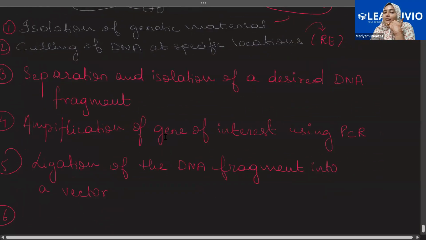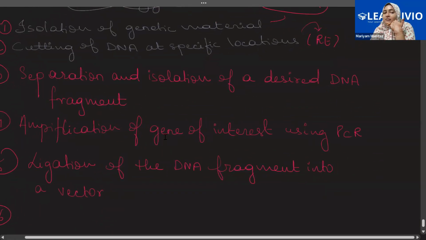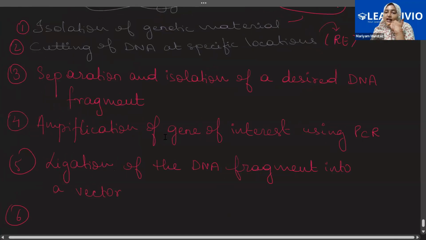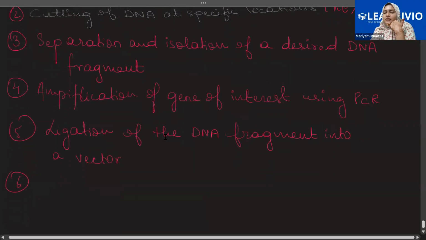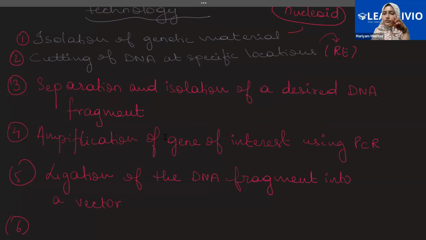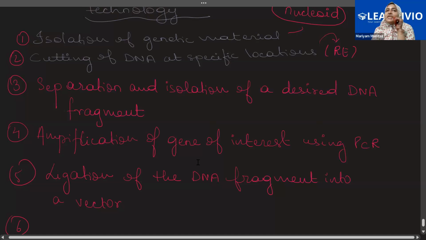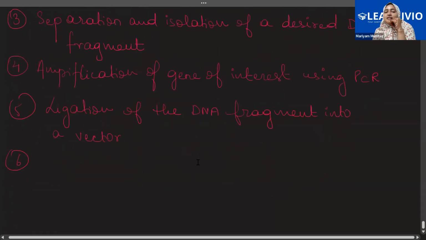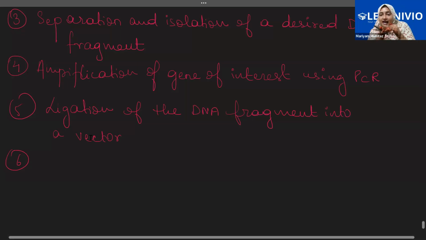After that, you have to amplify the gene of interest. Amplify means make multiple copies of it, and you do so by using PCR. PCR stands for polymerase chain reaction. We'll see how that happens. Then there is ligation of the DNA fragment into a vector. Meaning now we are joining the fragment onto a vector, meaning a carrier.